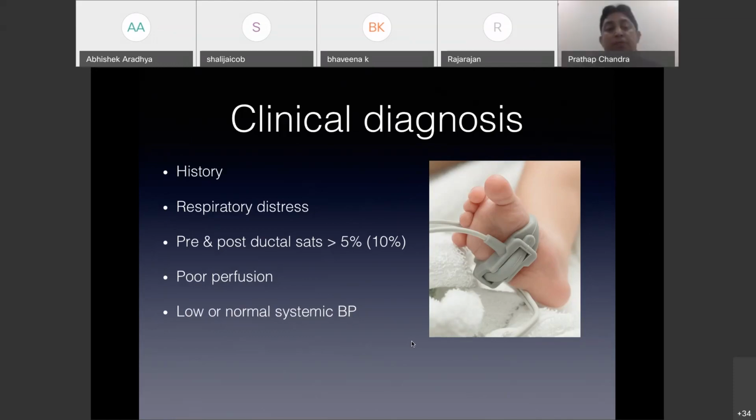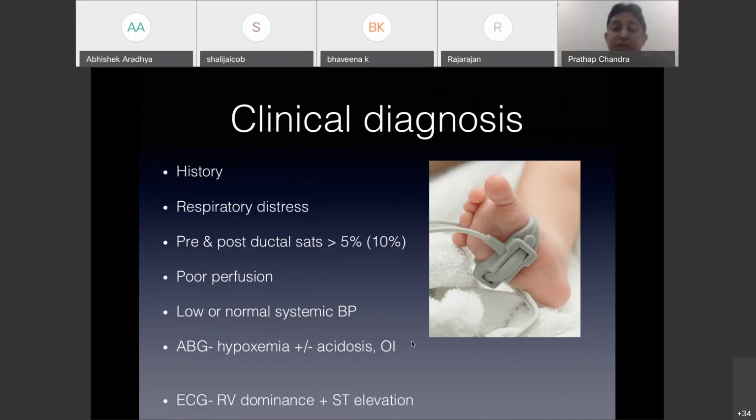you can have sepsis, you can have severe metabolic acidosis. You can, if a baby is born with a diagnosis of low blood pressure. So it is very, very important to have an arterial blood gas.